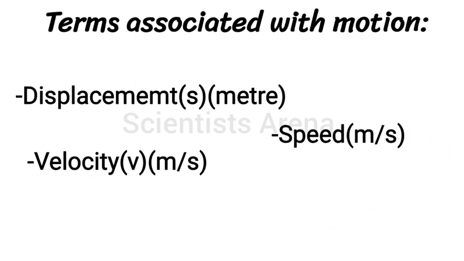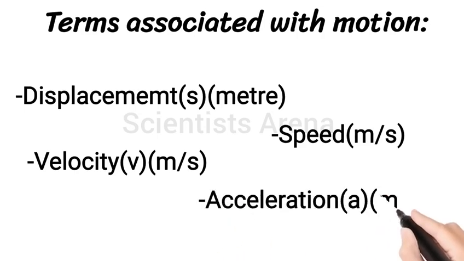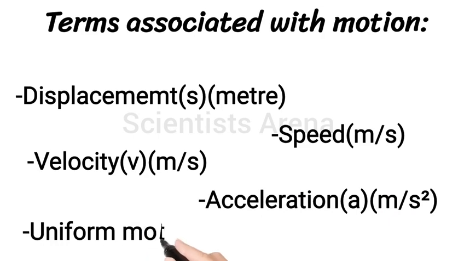magnitude of velocity. 4. Acceleration. It is the rate of change of velocity with time. 5. Uniform motion. It is the motion of a body at constant velocity.